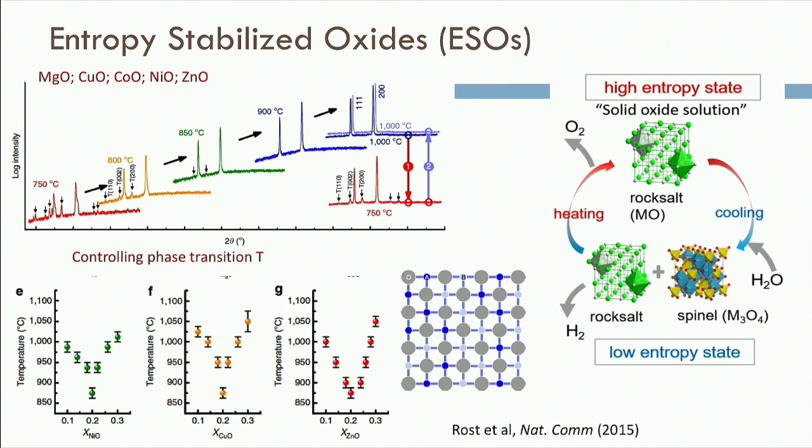Now, they discovered this material, but they didn't think about the water splitting part, and so we asked the question: can you use this phase transition for a water splitting reaction to produce hydrogen?